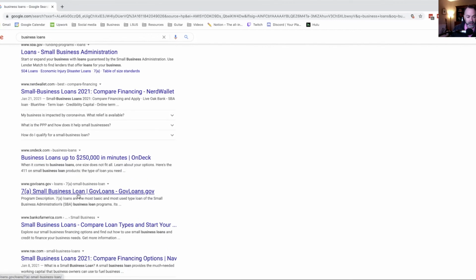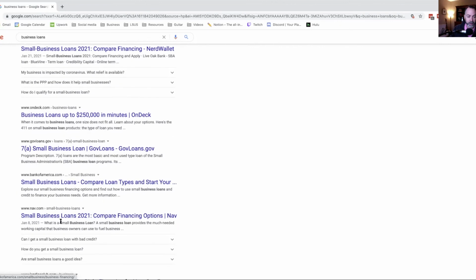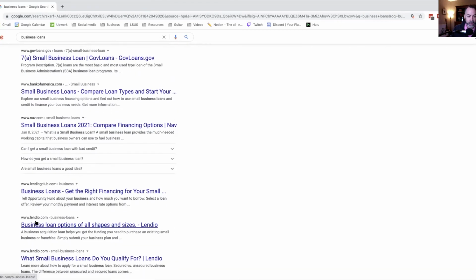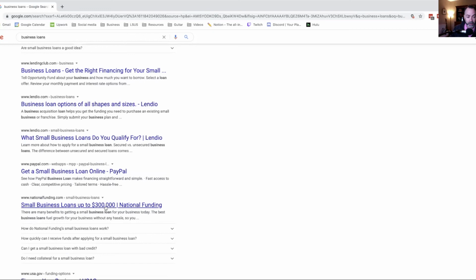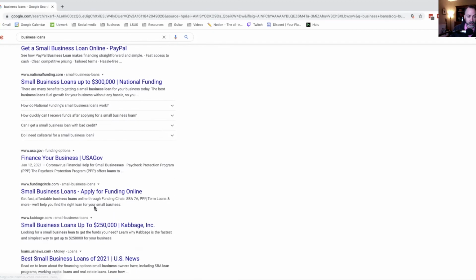You see, next I start to get into a bank, one of the bigger banks in the United States. This is Bank of America. They're talking about small business loans, right? So this is just within the first page, a company called Lendio. Again, I know this space well, so I know Lendio, but if we pretend that I didn't, I'll make a note of that name, Lendio, and we'll dig into their information. PayPal does it. National Funding is doing it. So this is all within the first page.